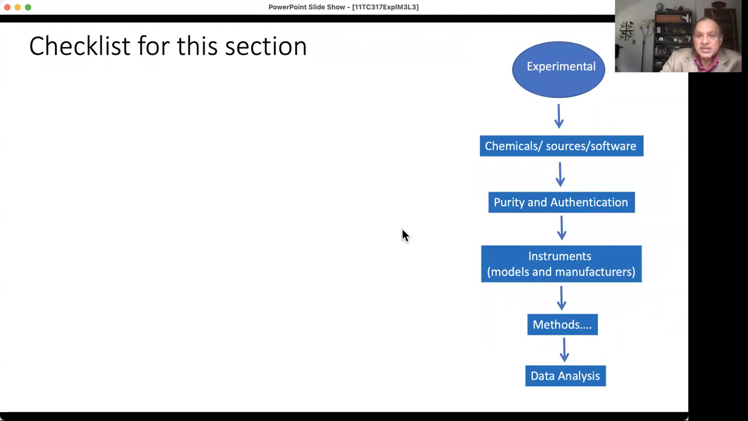And the checklist, and I keep doing this: why, when, how, and checklist. So if you want, you can follow this to the letter, and you will be very well prepared if you follow these things. And for your drafts: experimental, chemicals, purity, instruments, methods, data. So I already showed you this.